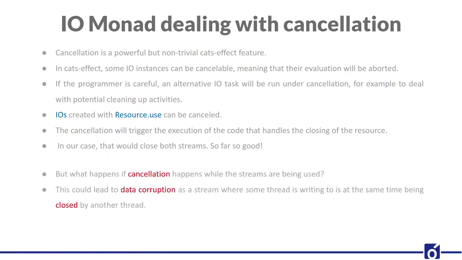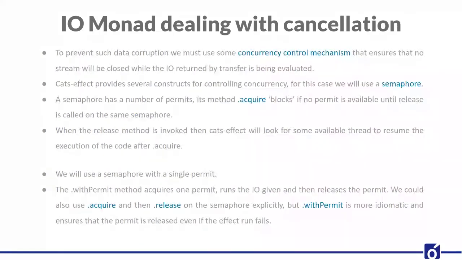So far so good. But what happens if the cancellation happens while the streams are in use? Obviously data corruption. This could lead to data corruption, as a stream where some thread is writing to could at the same time be closed by another thread. To prevent such data corruption, we must use some kind of concurrency control mechanism, right? We can ensure that no stream will be closed while the IO returned by transfer is evaluated. A semaphore is what we can use here for controlling the concurrency.